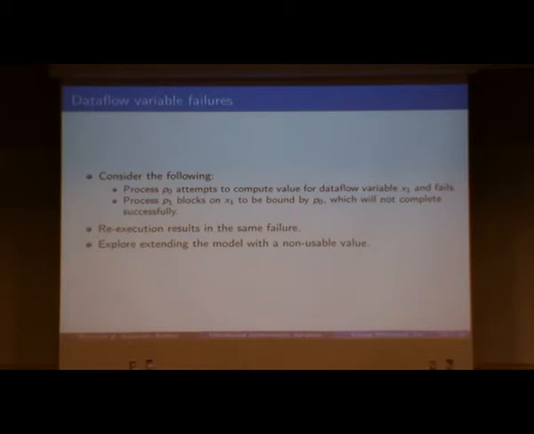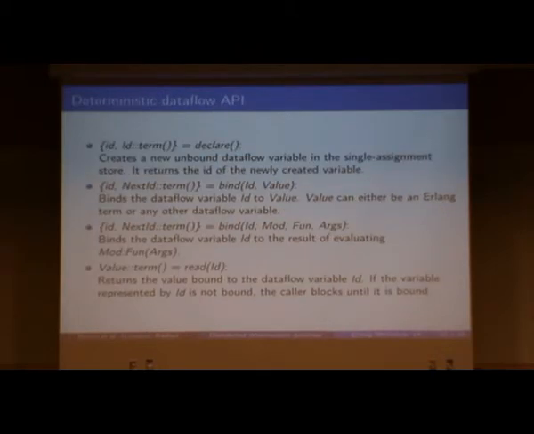Another one is the production of a bad value that causes the system to get into a place where it can't proceed. So we've looked at extending the model with a non-usable value that you can extend, but that's up to the programmer. So the API, all of these really non-idiomatic things that we had here, because we have a lot of people working on the project who are not Erlangers, have been fixed in the release that you can currently get on GitHub.